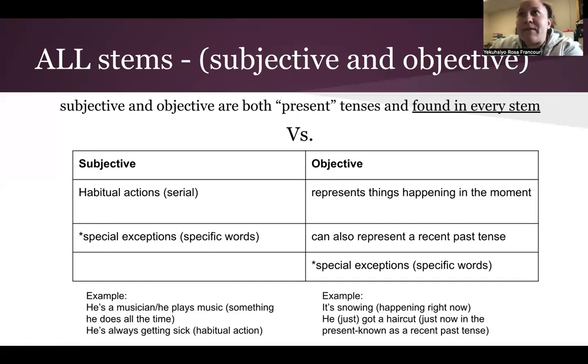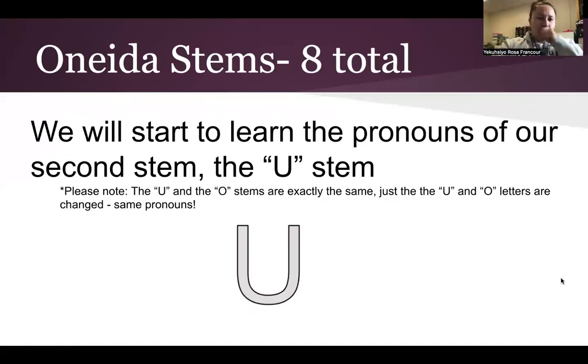So it can also represent things happening right now, and the objective as well. So the objective can represent things happening in the moment or a recent past tense, like he just got a haircut or I just got a haircut. It just happened. So that is a little overview of what is really the subjective and objective, the present-like tenses. That's the main thing I want you to take away from this. Okay, let's move on. So let's talk about the U stem. That is the subject of this video.